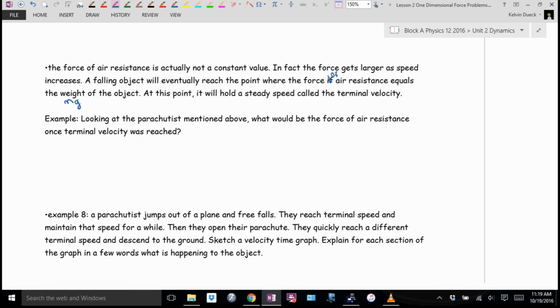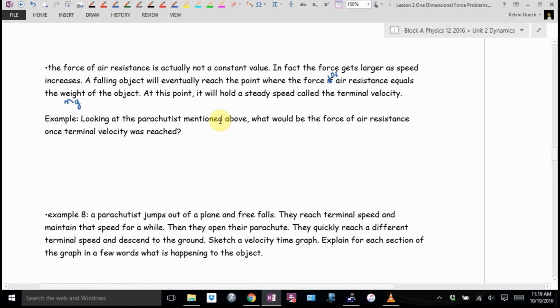Air resistance depends on your cross-sectional area. If you tuck, you have less air resistance. That's why skydivers, you typically see them making themselves as big as possible because they'd like their terminal velocity to be as small as possible, even before they pull the parachute out. It's why it hurts so much more to belly flop into a pool than if you tuck and hit the pool smoothly. Looking at the parachutist above, what would the force of air resistance be once terminal velocity was reached?